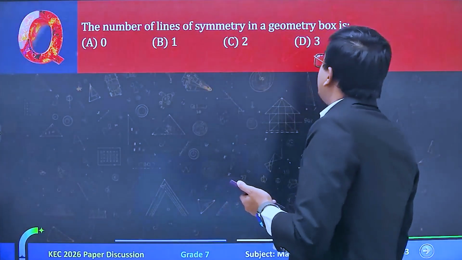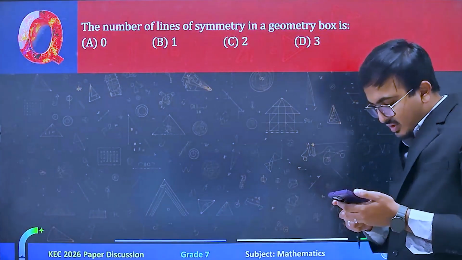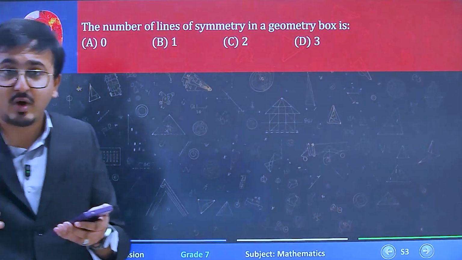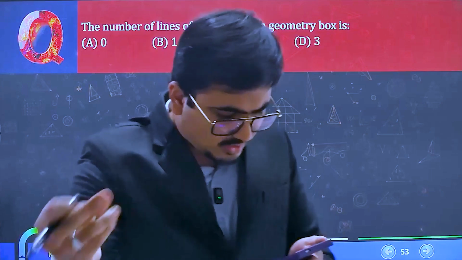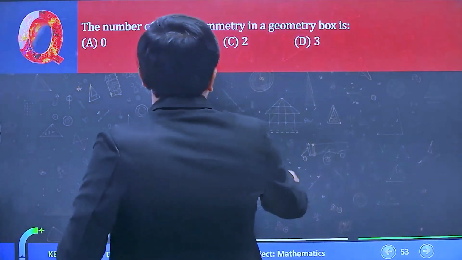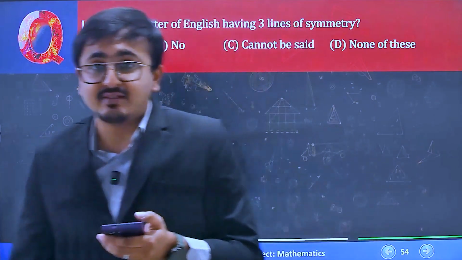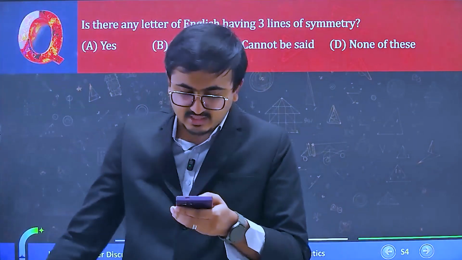Okay. So, how many lines of symmetry are there for a geometry box? Come on. Answers. Quick. I want rapid fire from you. Two. Very good. Okay. Two. Next. Is there any letter with 3 lines of symmetry?